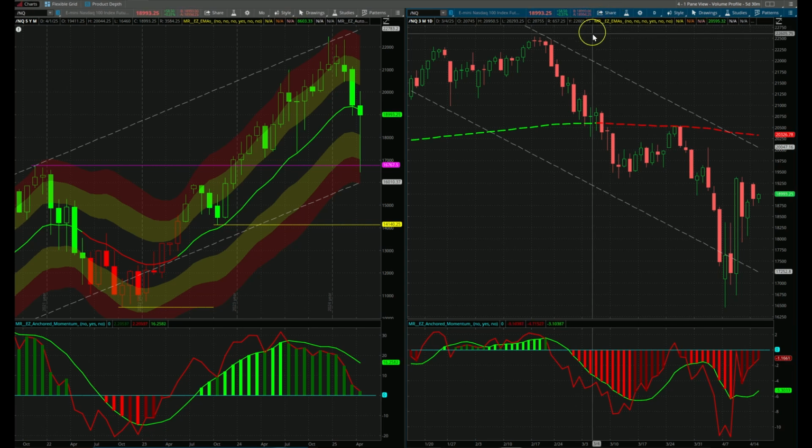Now, looking at a daily chart coming from the monthly, all of a sudden the channel is pointing down like this. It doesn't look like we're going up, does it? Doesn't to me.